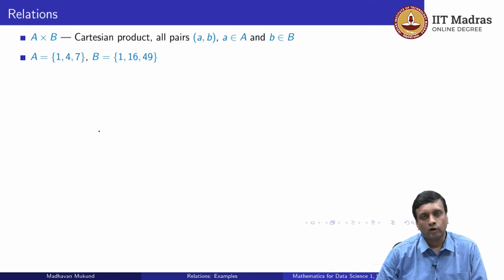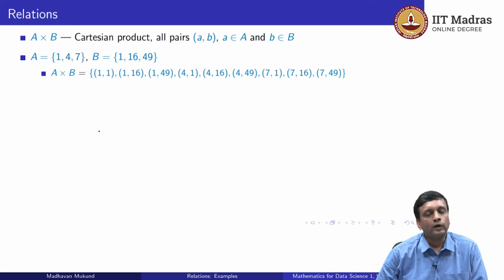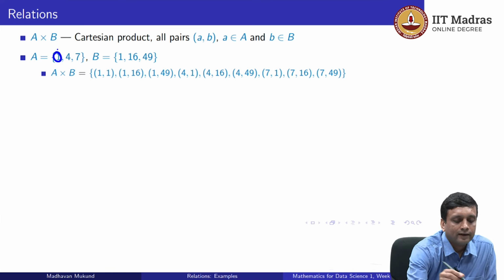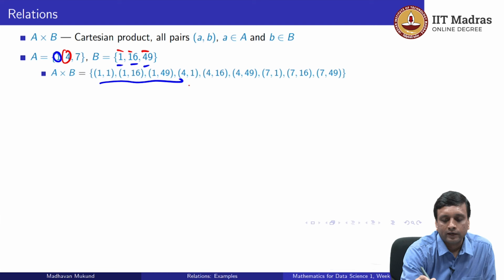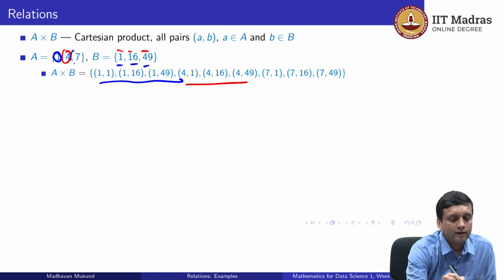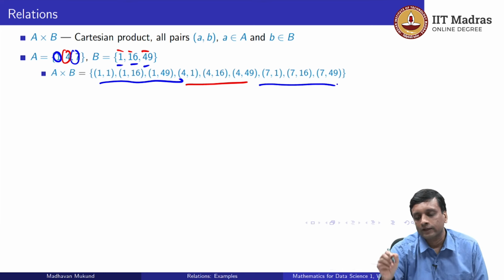Right? The order is important. The first element in the pair comes from the first set, the second comes from the second set. So concretely, let us look at these two sets. So suppose A is 1, 4, 7, so it has 3 elements, and B has 1, 16, 49. So if we now look at A cross B, it looks at every pair. So you can take this 1 and combine it with 1, 16 and 49 to get this. Then you can take this 4 and combine it again with 1, 16 and 49 to get these 3 pairs. And finally you take 7 and then you combine it again with 1, 16 and 49 to get these pairs.